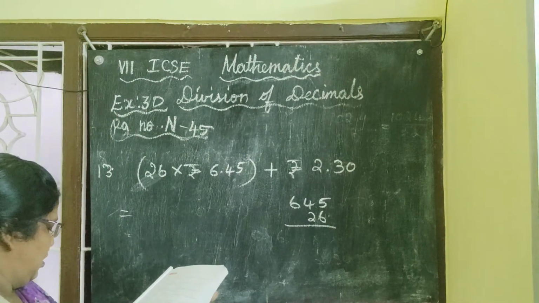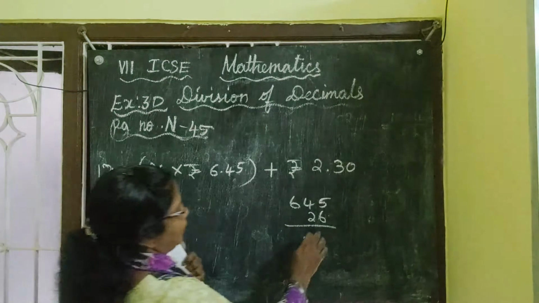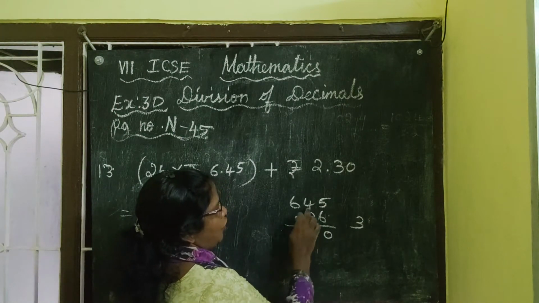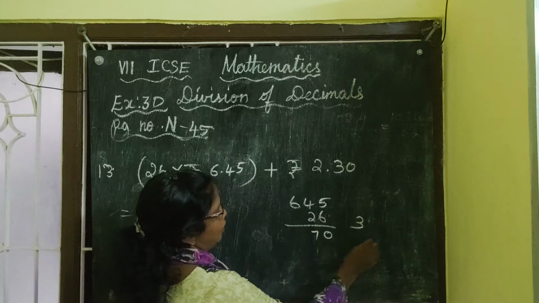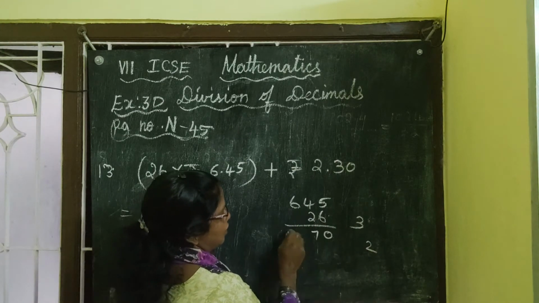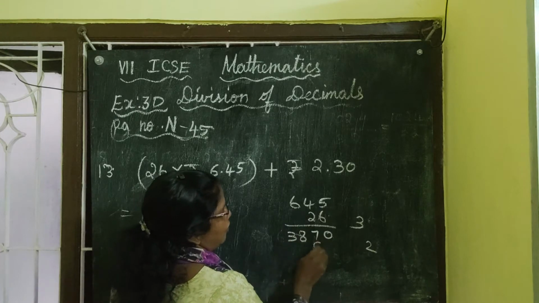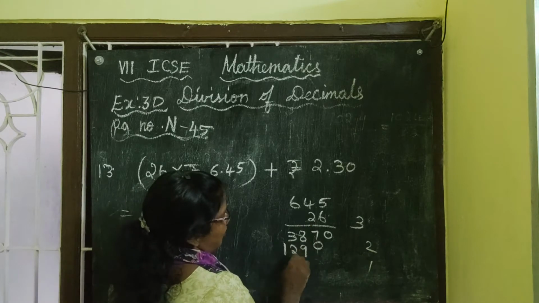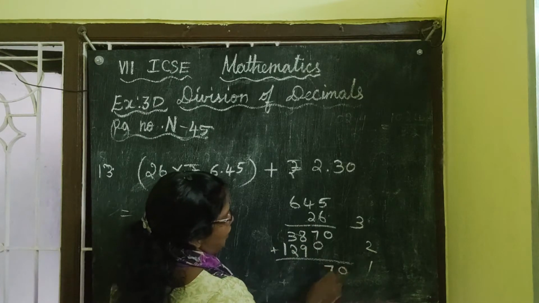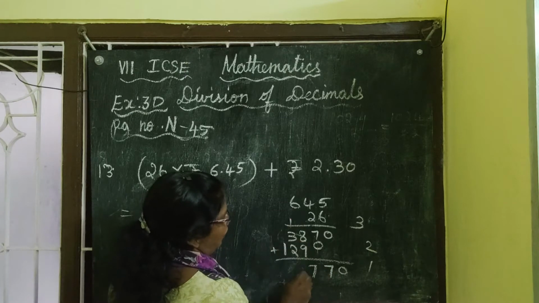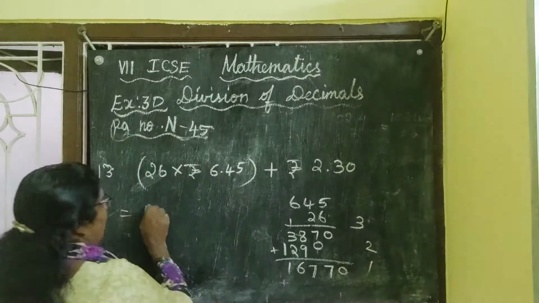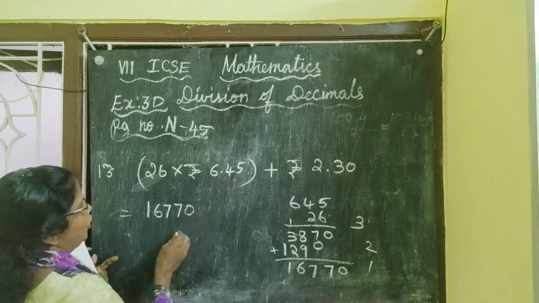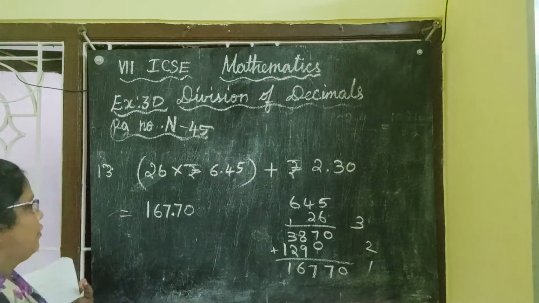Number is correct? Yes, you multiply now. 6 5s are 30, plus 3 is 33. 6 4s are 24, 24 plus 3 is 27, remainder 2. 6 6s are 36, 36 plus 2 is 38. 2 5s are 10, 1. 2 4s are 8, 8 plus 1 is 9. 2 6s are 12. And we add the 0. 16770. How many decimals we have here? 2 decimals. So keep the decimal point.